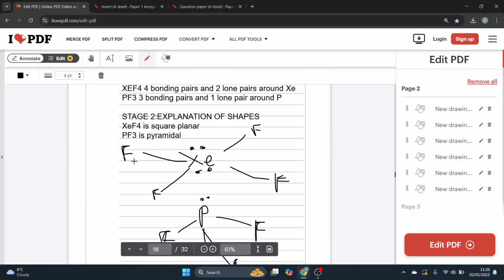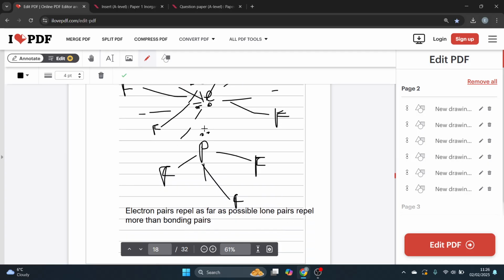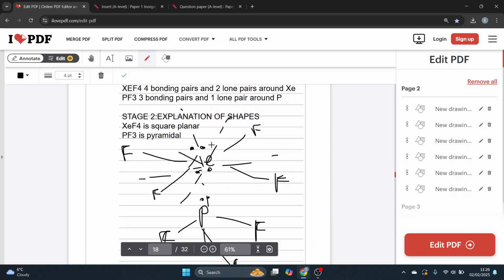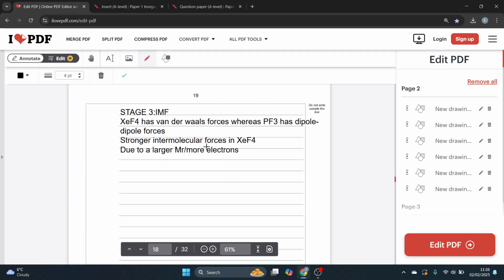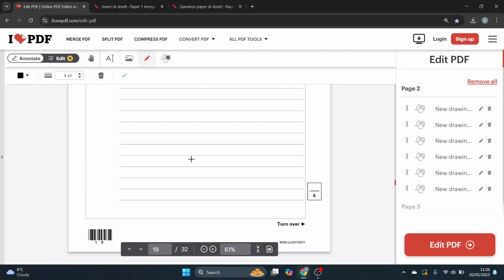Now, why doesn't XeF4 have dipole forces, you may ask? Because look at it, it's completely symmetrical. If I go here, completely symmetrical. If I go here, completely symmetrical. Whereas PF3, it's not completely symmetrical. Therefore, it's got dipole forces. Whereas XeF4, because it's completely symmetrical, the dipoles will cancel out. Therefore, it won't have dipole forces.